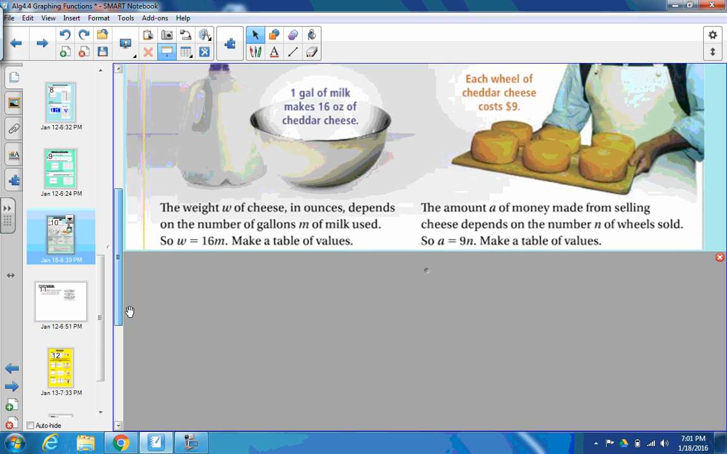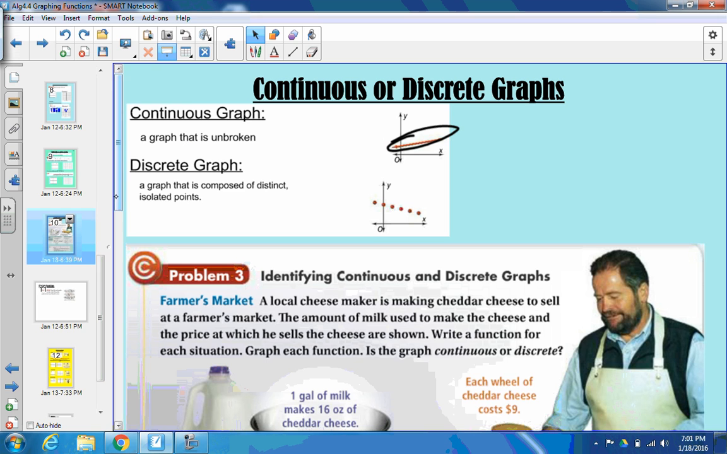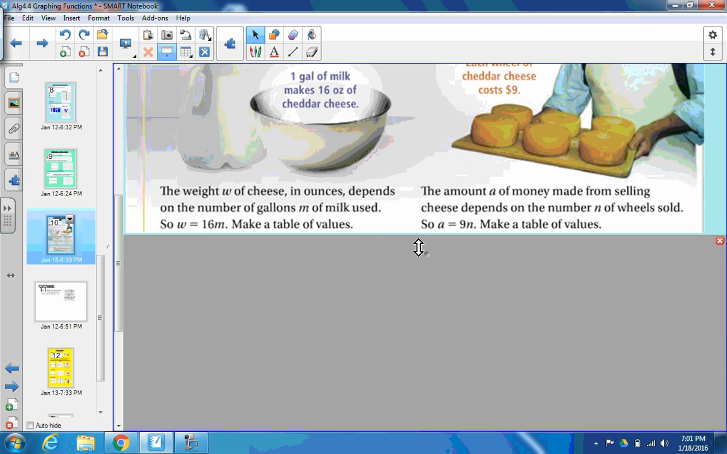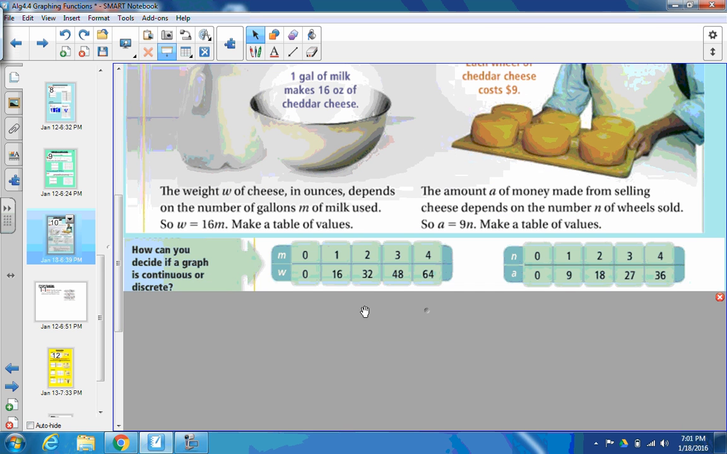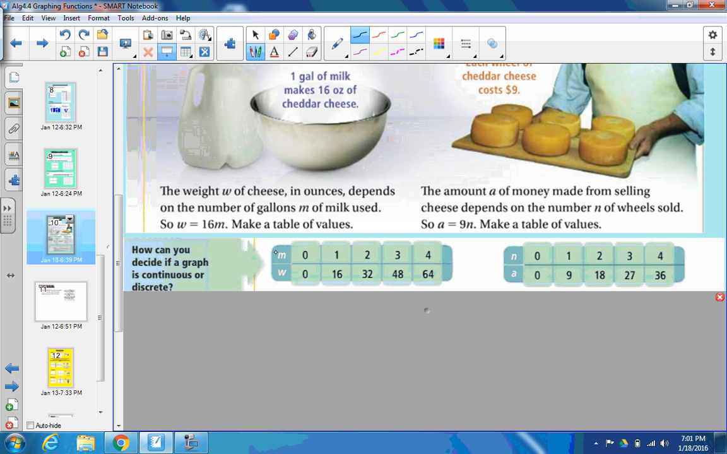So we're going to make the table of values here. With our equation, if we plug in 0 for m, which when we're graphing, this would be on the x-axis and this would be on the y-axis. If we look at this, 0 gallons of milk would be equal to 0 weight. You have 1 gallon of milk, plug in for m, you get 16. 2, 32, 3, 48, 4, and 64.